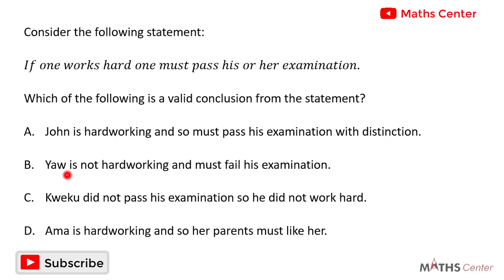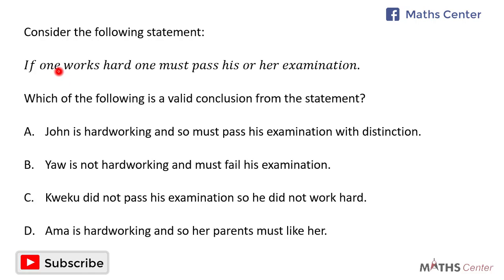The second one is Yao is not hardworking and must fail his examination. The third one is Kweku did not pass his examination, so he did not work hard. And the last one is Amma is hardworking and so her parents must like her.